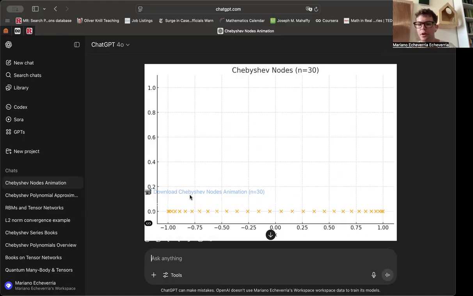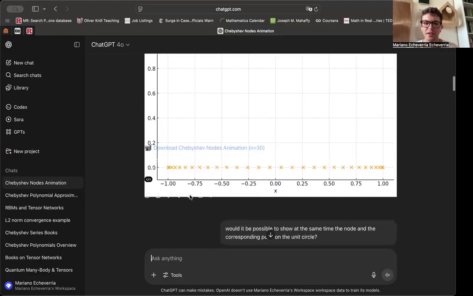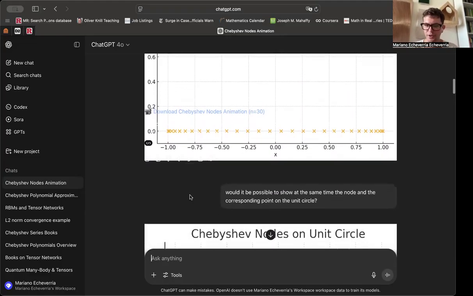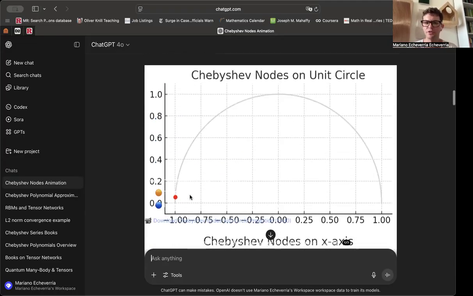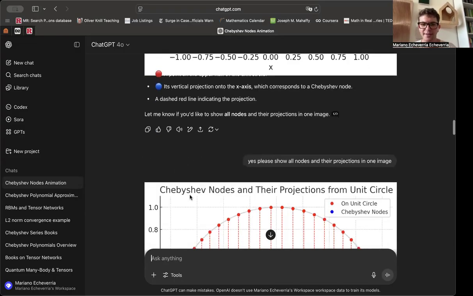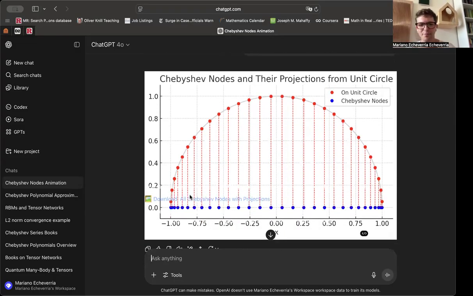What if you don't draw them only on the x-axis? You should also draw the corresponding point on the unit circle. So that's what I asked it next: to show me the node and the point on the unit circle, which it didn't do a good job of at first. But then I explained better what I meant, and it did a very nice animation.